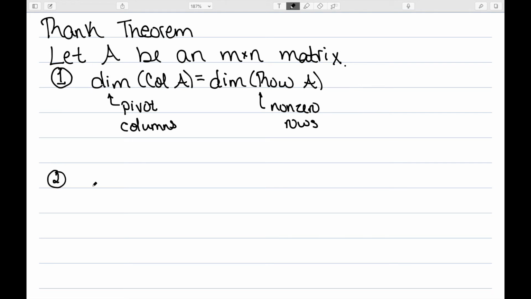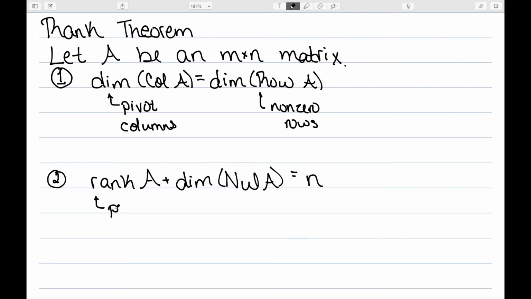The second piece of this says that the rank of A plus the dimension of the null space of A is equal to n, the number of columns. The rank is just the dimension of the column space, so it's determined by the pivot columns. The dimension of the null space is determined by the free variables. And free variables are determined by non-pivot columns.